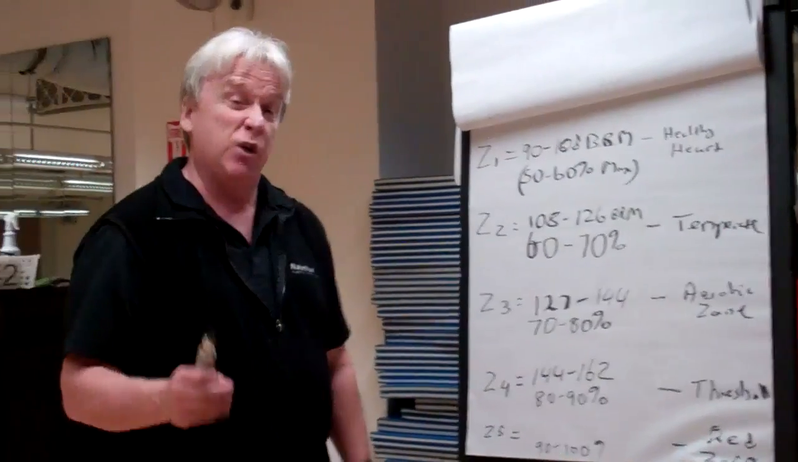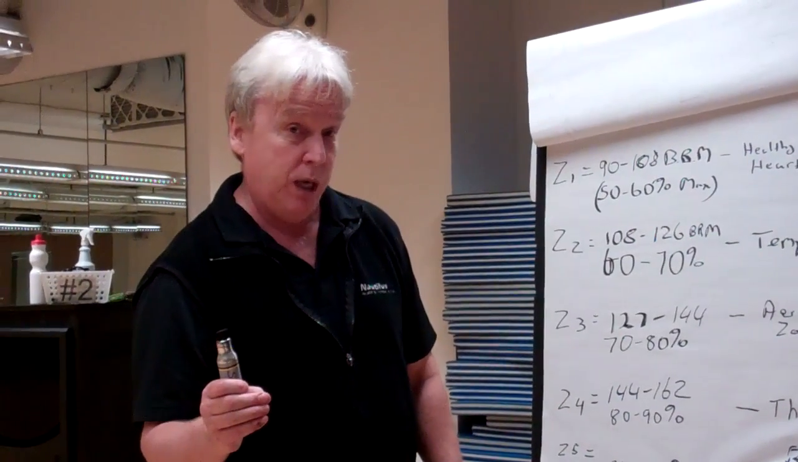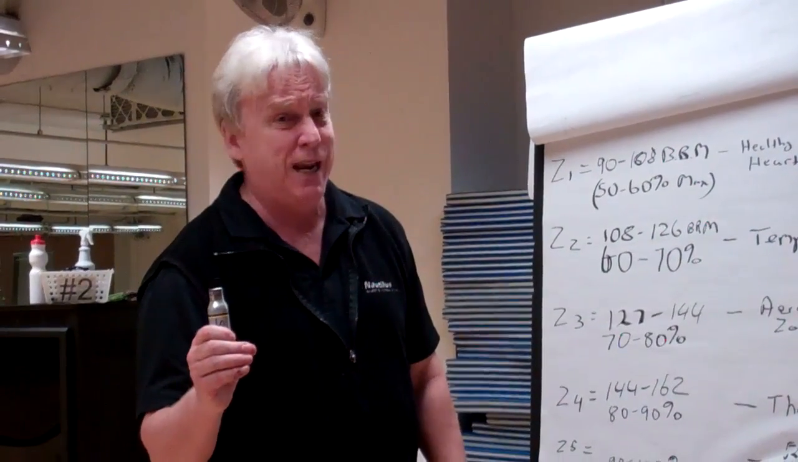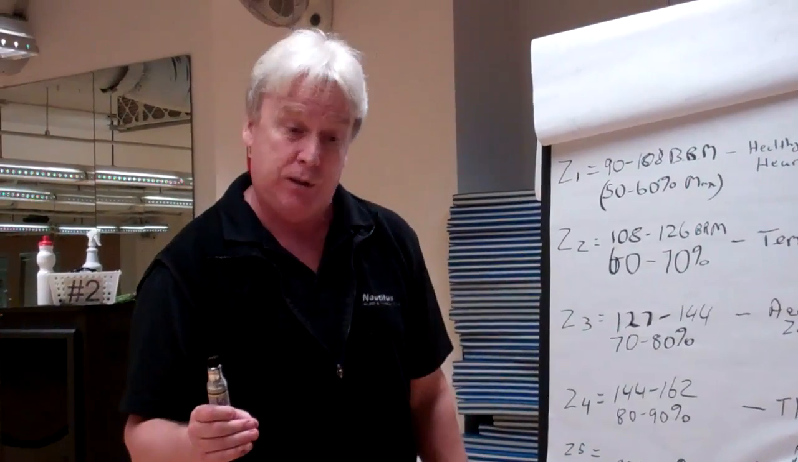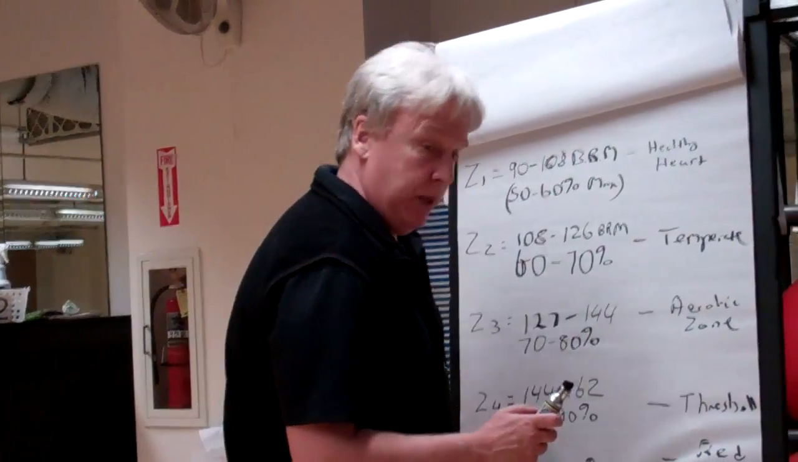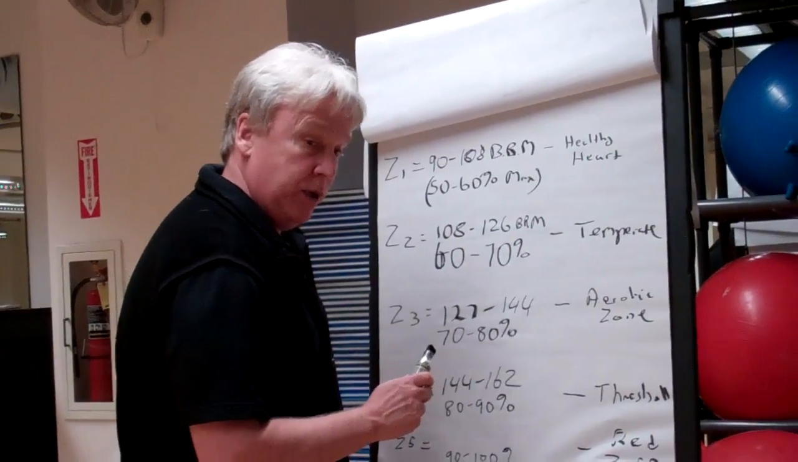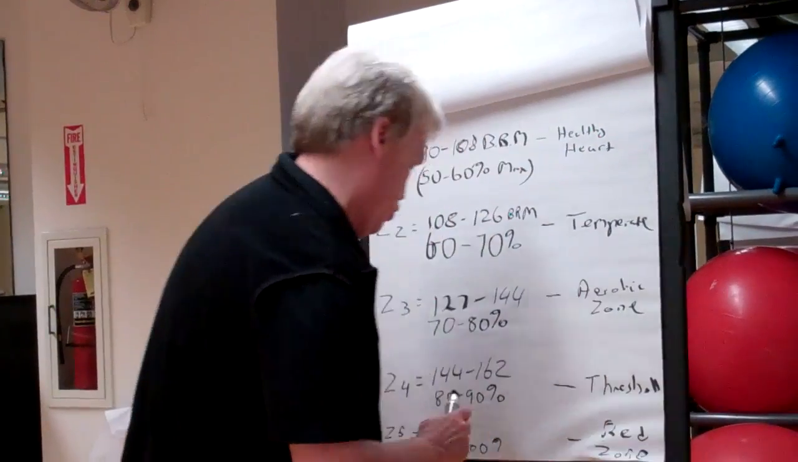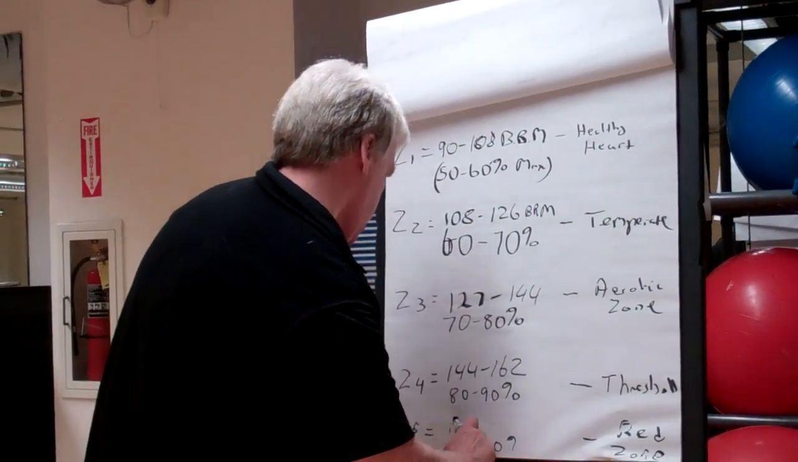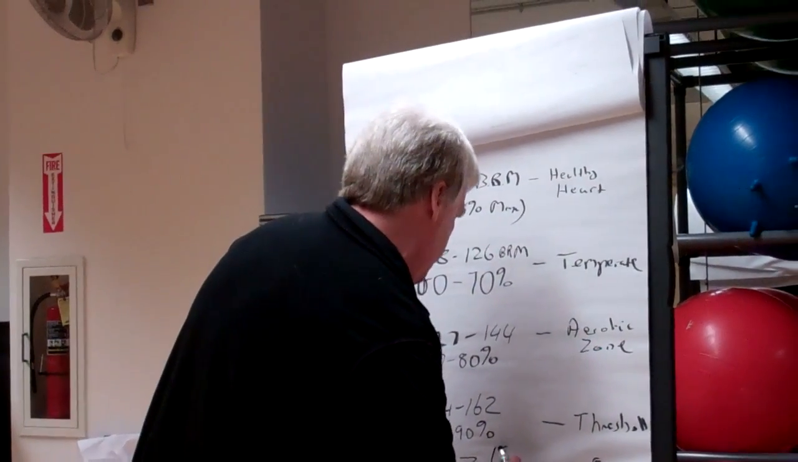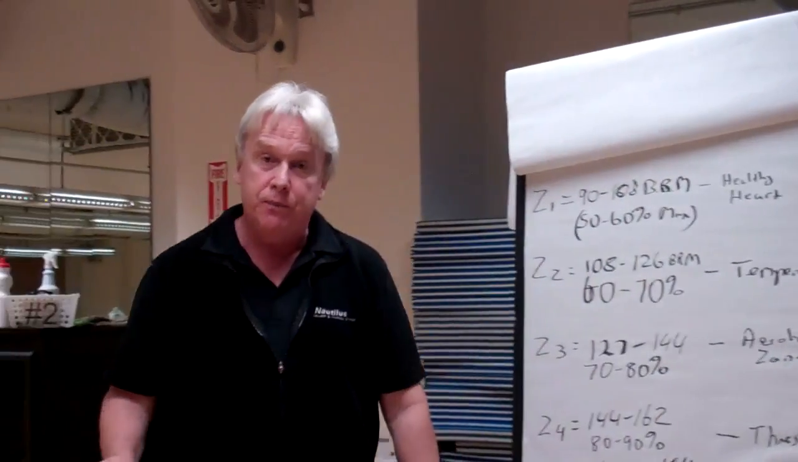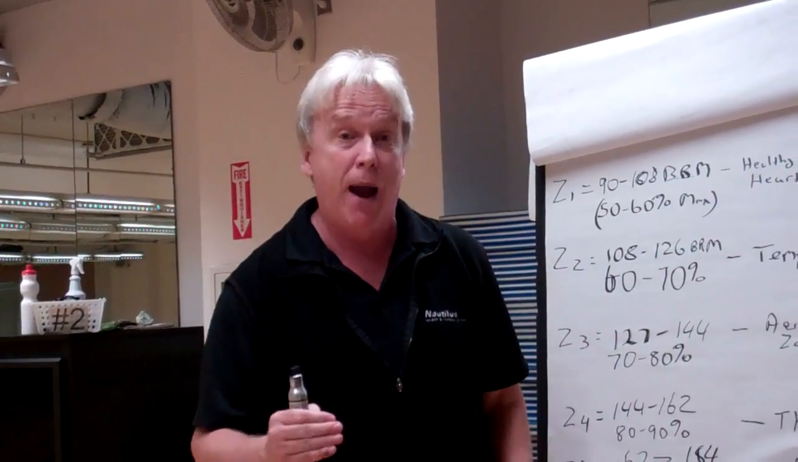Zone 5, that's your anaerobic zone. Okay? That's something you could probably do for 10, 15 seconds at the most. That's going 100% flat out. That would be roughly 162 and above, right up to my maximum, which is about 184 beats. Okay, that's pushing at your maximum.